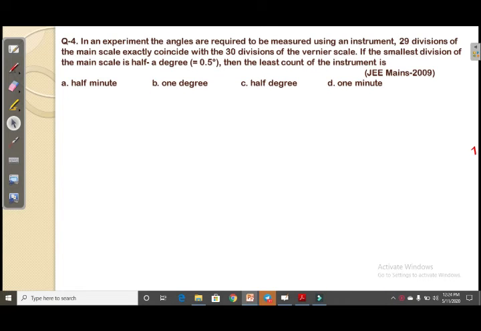This is question number 4. In an experiment, the angles are required to be measured using an instrument. 29 divisions of the main scale exactly coincide with the 30 divisions of the vernier scale. If the smallest division of the main scale is half a degree, then the least count of the instrument is. This question was asked in JEE Mains 2009. They have given 4 options. We will start with the actual solution.